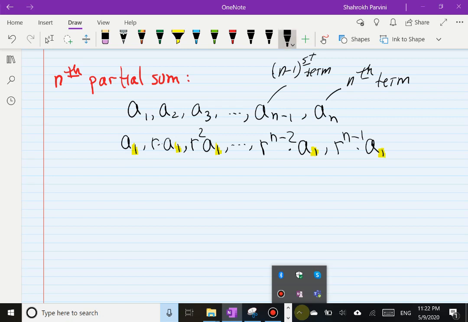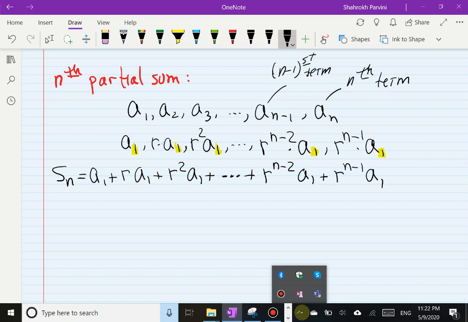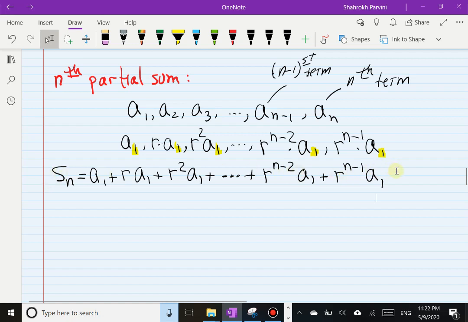Now, if I look at the nth partial sum, so here's the nth partial sum, S sub n. That means the sum of the sequence that gives me this series. So I'm going to do a1 plus r a1 plus r squared a1 plus dot dot dot plus r to the n minus 2 a1 plus r to the n minus 1 a1. I just added the first n terms. That's all that means. Now, the expression I just wrote, let's multiply this expression by r.